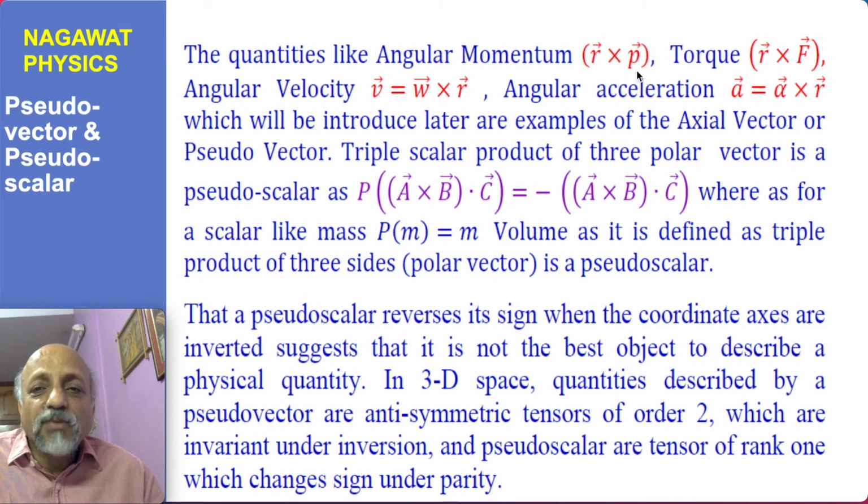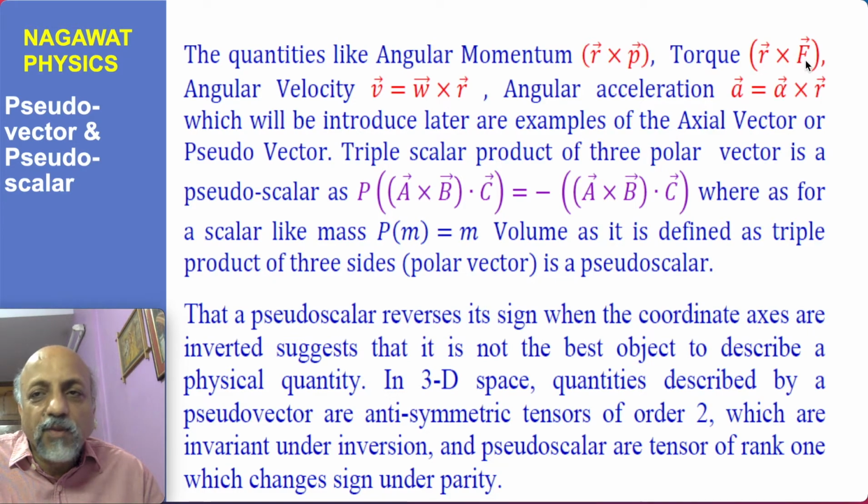The position and momentum are polar vectors. Momentum will be defined as mass times velocity, so it's a polar vector. The position vector is also a polar vector, but their cross product, r cross p, will be called angular momentum, and angular momentum is an axial vector. Similarly, r cross F will be defined as torque. F here indicates force. That is also called moment of force, and its name is torque. And r cross F is also an axial vector, it's not a polar vector.